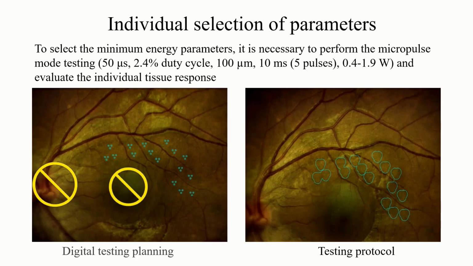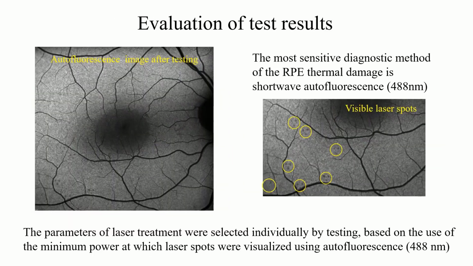To select the minimum energy parameters, it is necessary to perform micropulse mode testing and evaluate the individual tissue response. The most sensitive diagnostic method of RPE thermal damage is shortwave autofluorescence. The parameters of laser treatment were selected individually by testing, based on the use of the minimal power at which laser spots were visualized using autofluorescence.